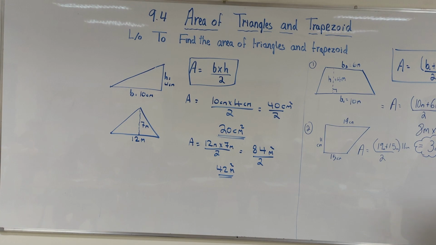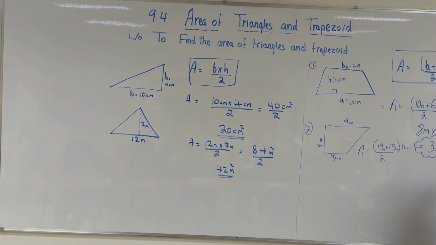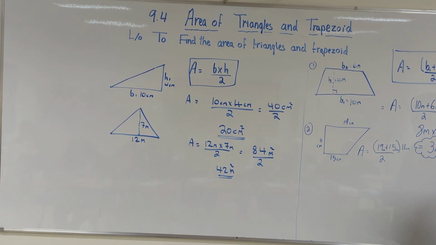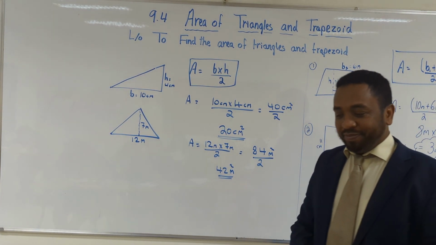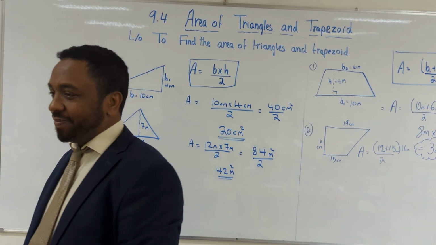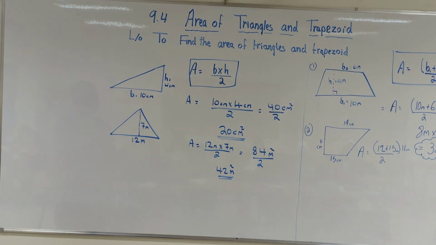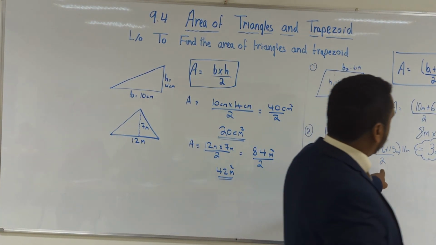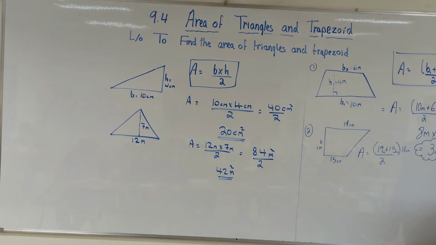Shall we do it together or shall I wait for you? Together, let's do it together. Or shall we wait? Yeah, wait. Okay. Let's wait for you. Yeah, go for it. Times 11. When you add them, you have to divide by 2, and then times 11.